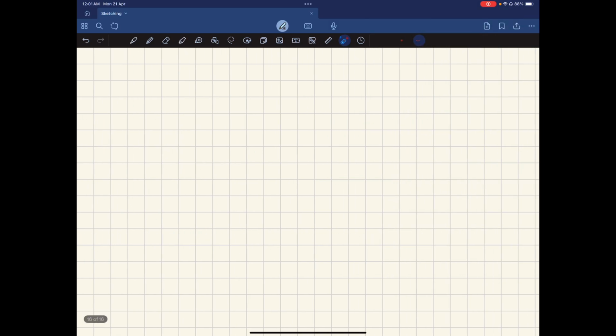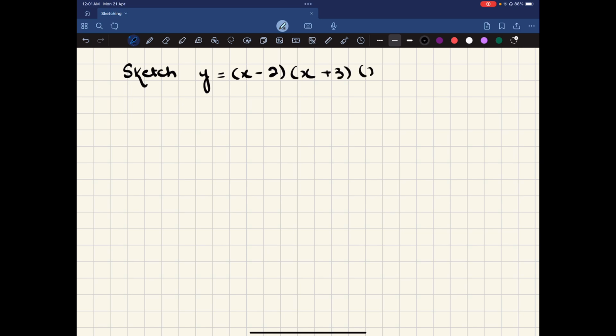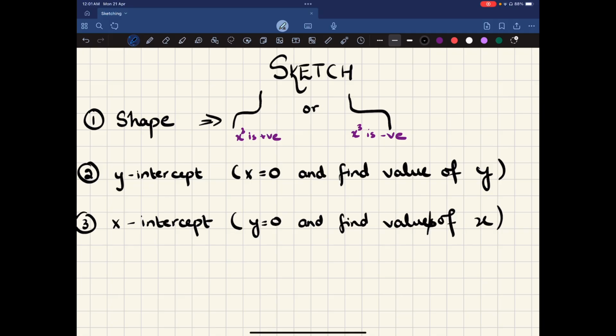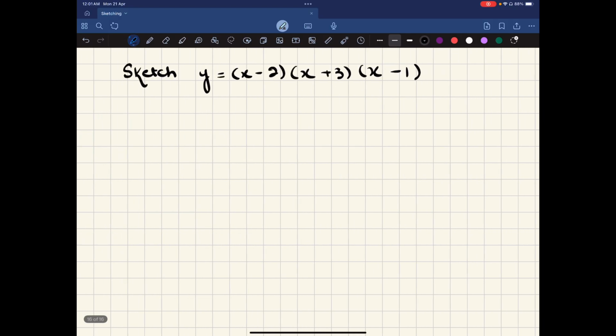Okay, let's do an example to put this knowledge to use. Sketch y is equal to (x minus 2)(x plus 3)(x minus 1). First we need to determine the shape, then the y-intercept, and then the x-intercept. These are the 3 steps.